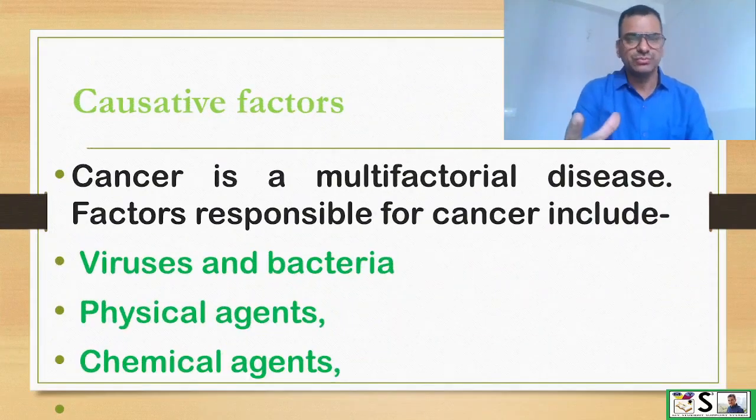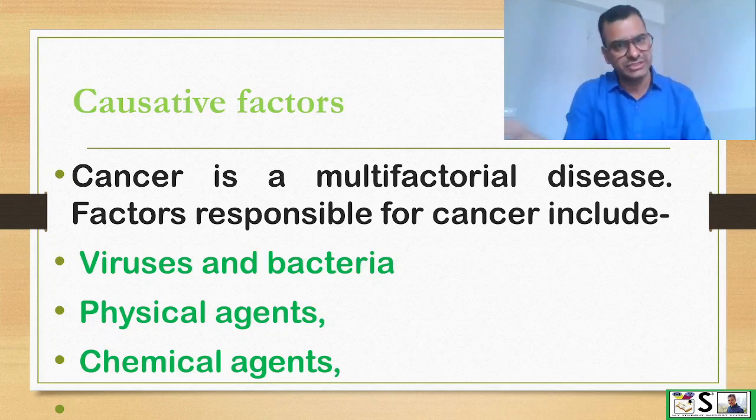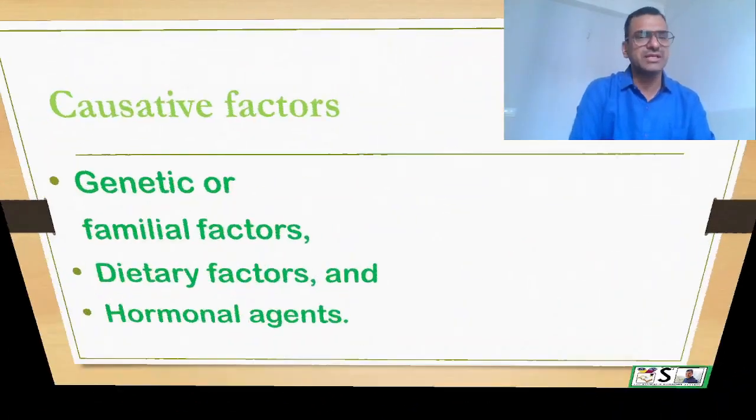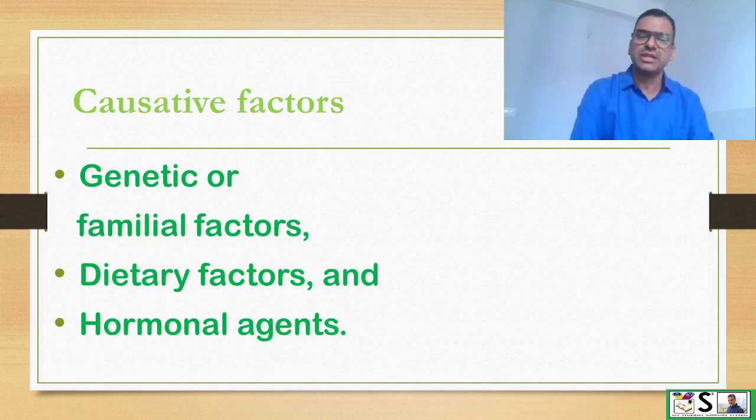What leads to cancer? Means what are the causes? Actually, cancer is a multifactorial disease. Means a lot of factors are there which can cause cancer, such as virus and bacteria, physical agents, chemical agents, genetic or familial factors, dietary factors, and hormonal factors. Now we will discuss them one by one.